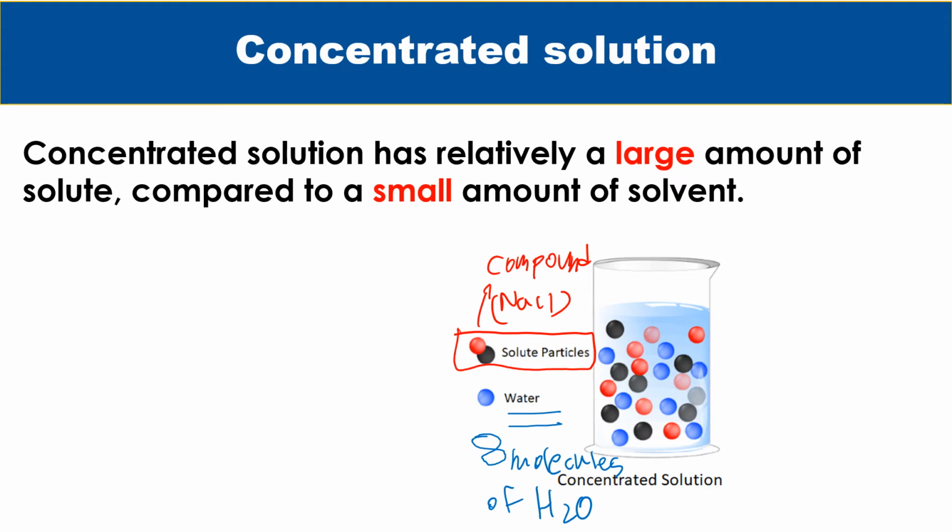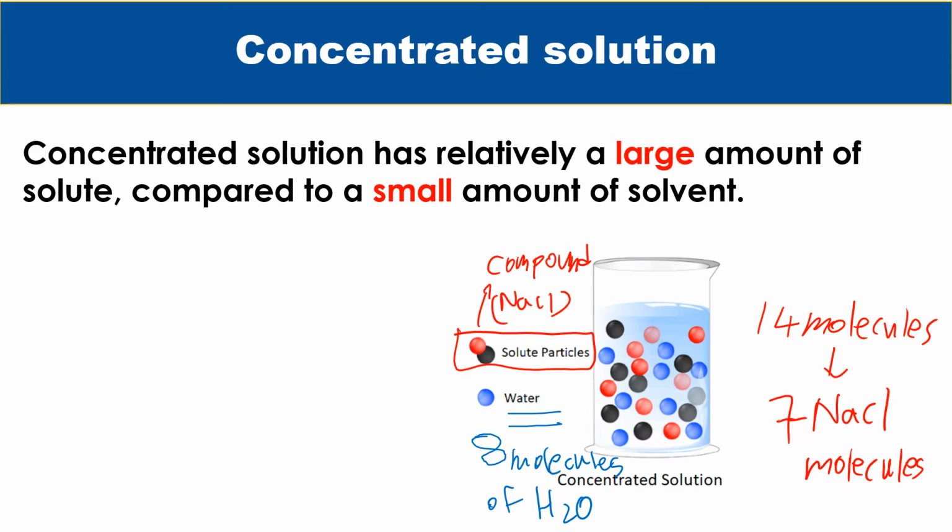If I count both of them together, you'll see 1, 2, 3, 4, 5, 6, 7, 8, 9, 10, 11, 12, 13, 14. We have 14 molecules. If I go one by one as a pair, that's around 7 sodium chloride molecules. You may notice, oh, Mr. Kim, there's 8 water and 7. So shouldn't 8 be bigger?